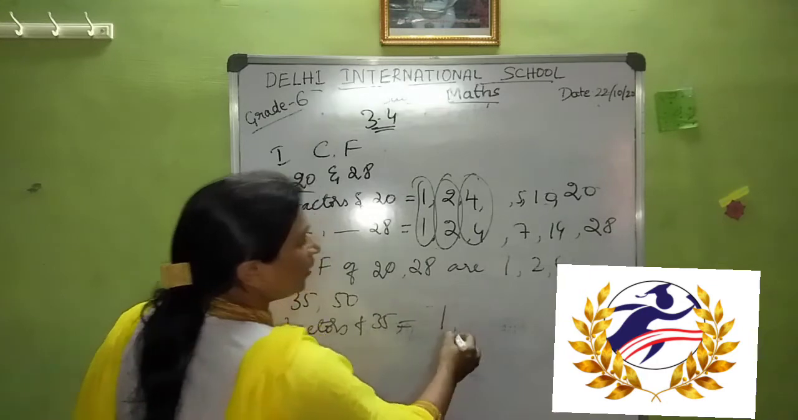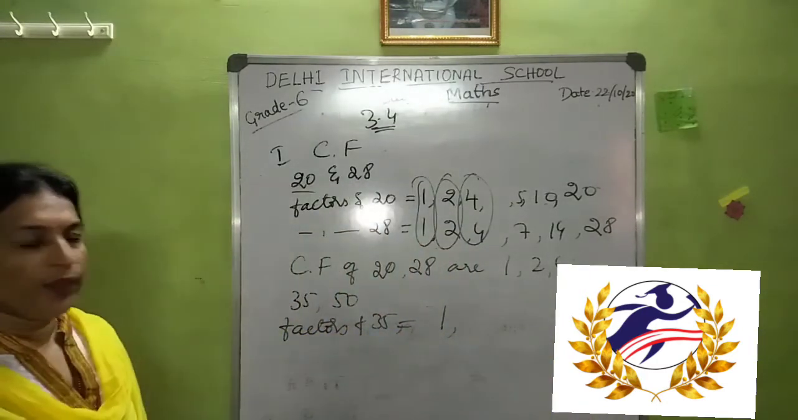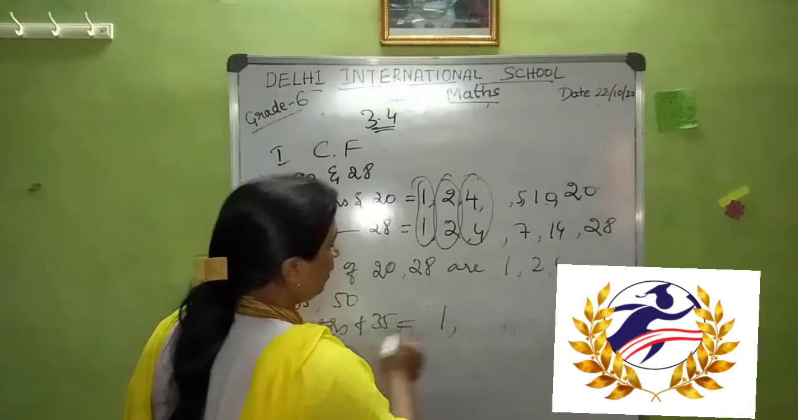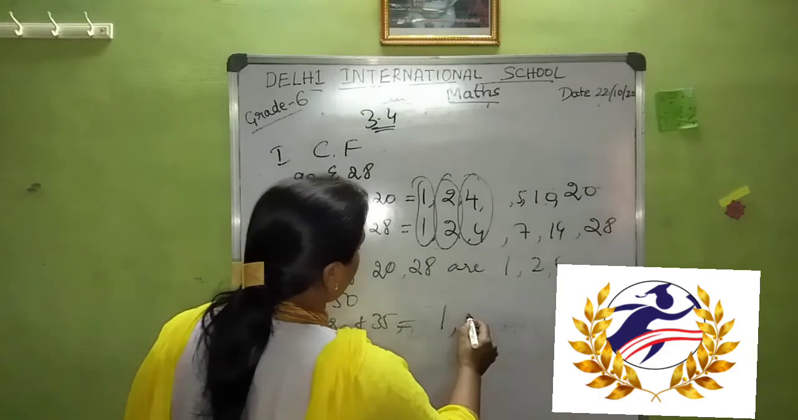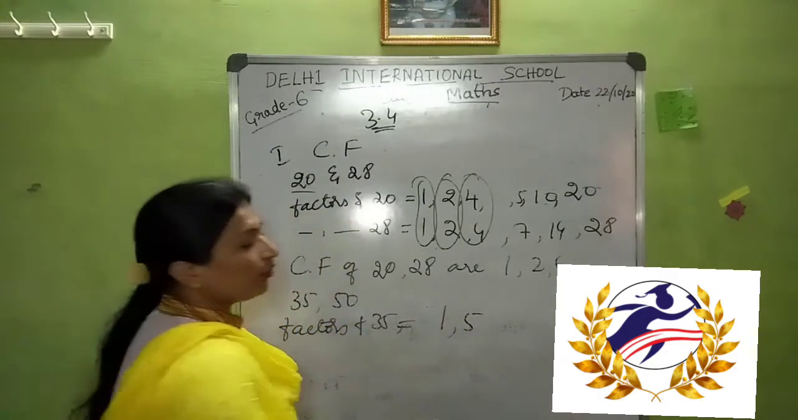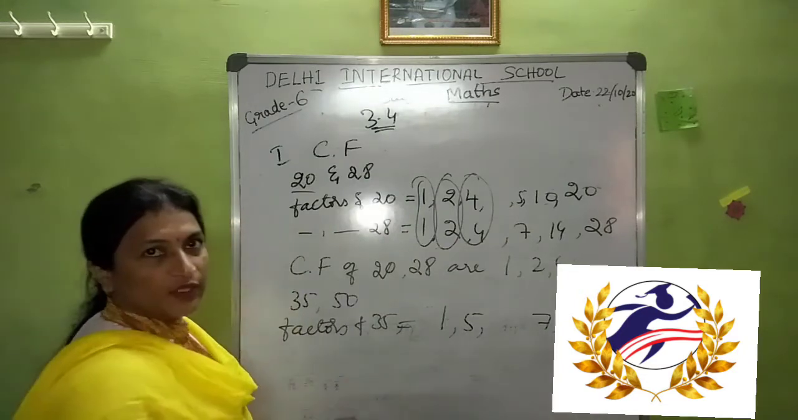So 5 7s are 35. Then in the 2 table it doesn't come, because the 1's place 5 is there. In the 3 table also it doesn't come. In the 4 table also there is no 5. So 5 7s are 35. So this much only, I think.